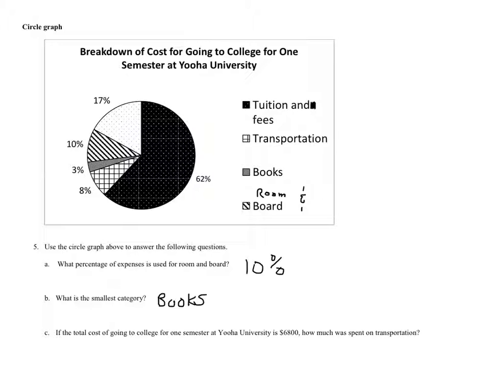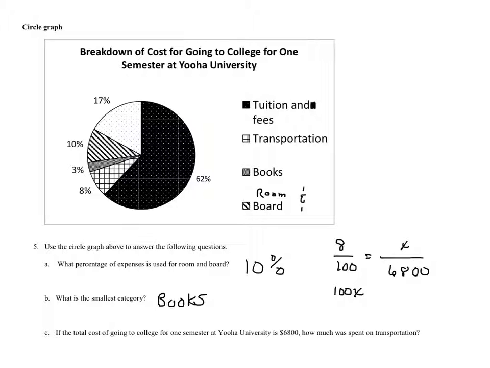Then, if the total cost of going to college for one semester at UHA University is $6,800, how much was spent on transportation? So transportation is the cross one, which is 8%. So 8 out of 100 is equal to X out of 6,800. Cool? So now what we're going to do is multiply and then divide by 100. We're going to do a proportion.